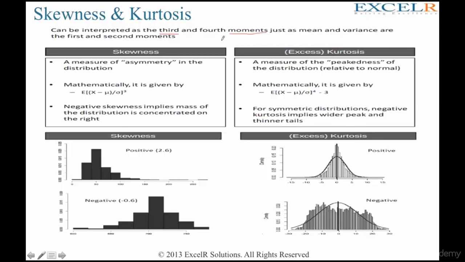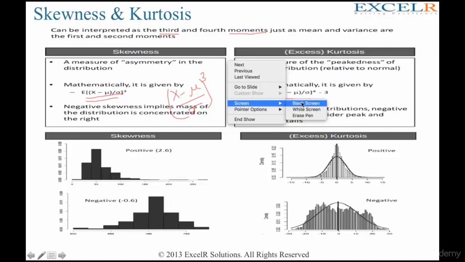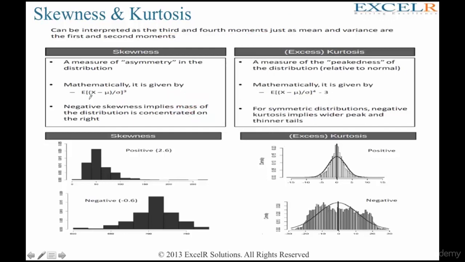Third moment is skewness, right? And if you see the formula, it is ((x minus mu) divided by sigma) whole raised to the power 3. Hence it's called the third moment. And if you look at kurtosis, it is ((x minus mu) by sigma) whole raised to the power 4. Fourth moment. Alright. If E is your expected value, which is nothing but you take the summation of these.